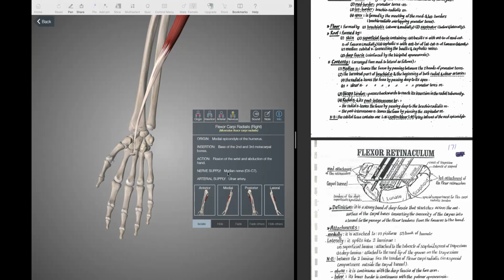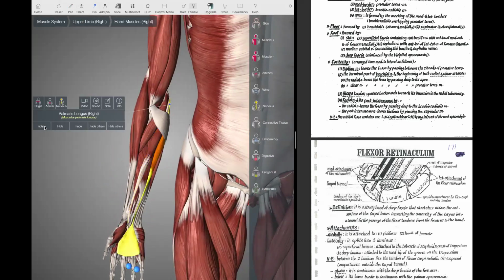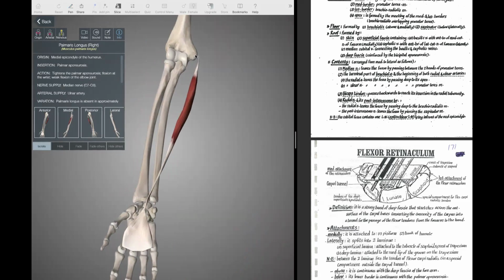Nerve supply, median. Again, no need for artery supply. Nerve supply, median. Okay, so far so good. Move on. Okay. Isolate. Again, origin, medial epicondyle. Insertion, something called palmar aponeurosis. Palmaris longus inserts into palmar aponeurosis. Action, it tightens this, which in turn flexes the wrist. So action, flexes wrist. Nerve supply median.